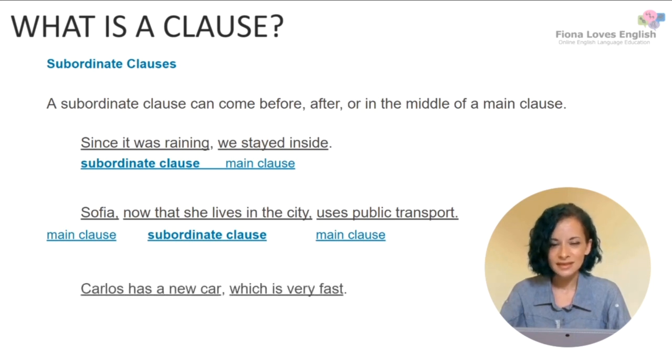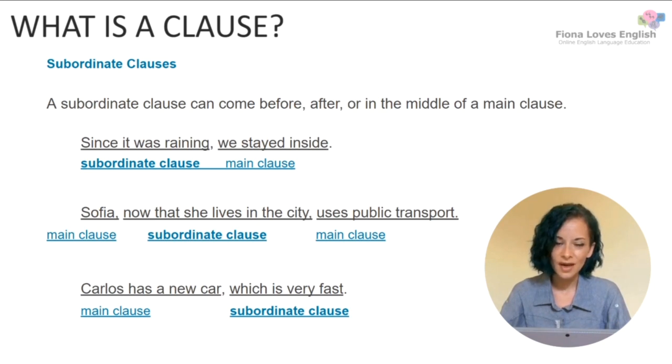And in the third example, the subordinate clause comes after the main clause. This was the example we saw before. Carlos has a new car, which is very fast.